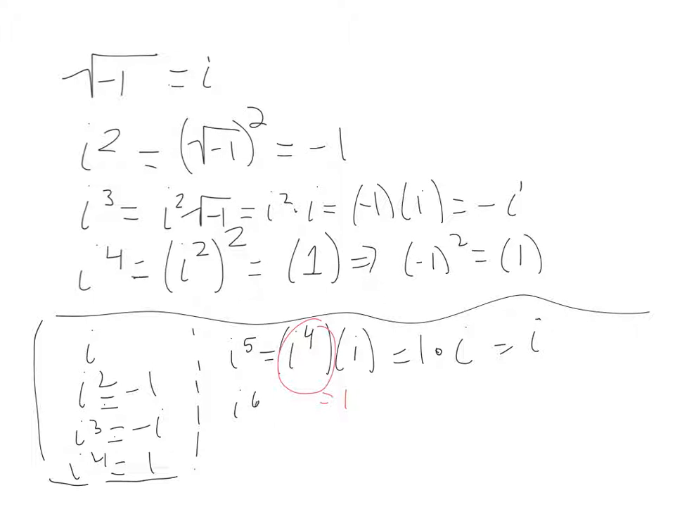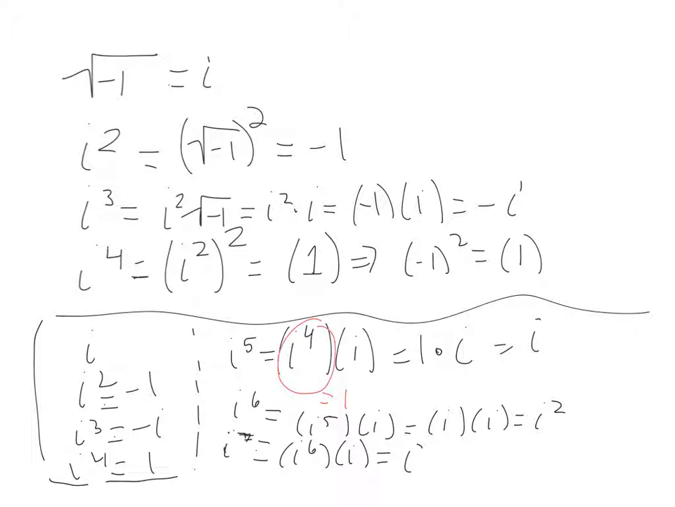Okay, what about i to the sixth? I to the sixth is going to be i to the fifth times i, which we know i to the fifth is i. I times i is i squared. So i to the fifth is i, and i to the sixth is i squared. I bet i to the seventh we can predict. I to the seventh is going to be i to the sixth times i. I to the sixth is i squared, times i is i to the third.